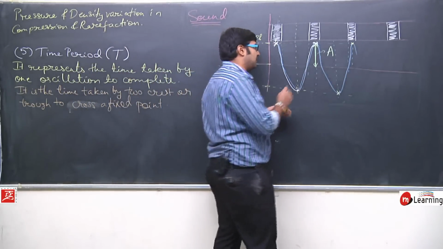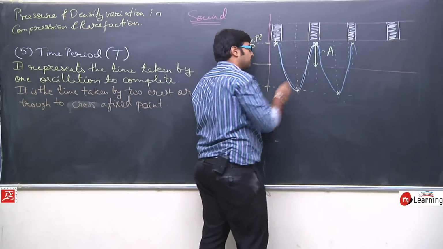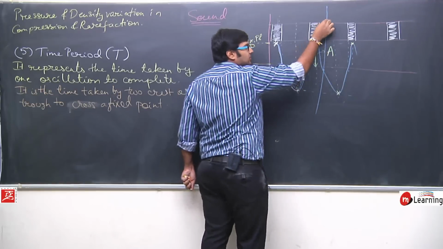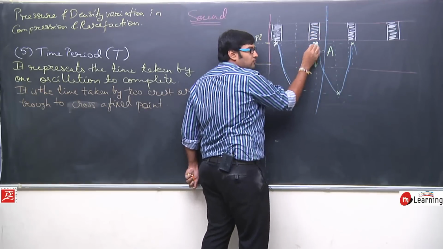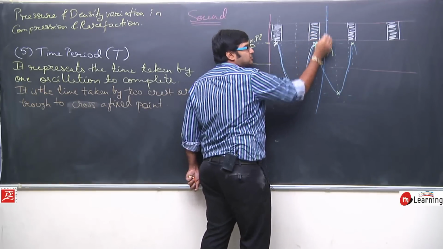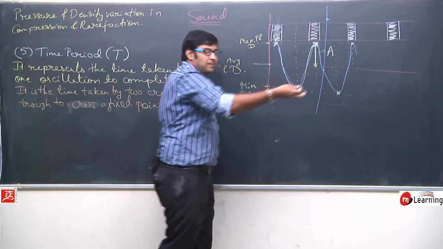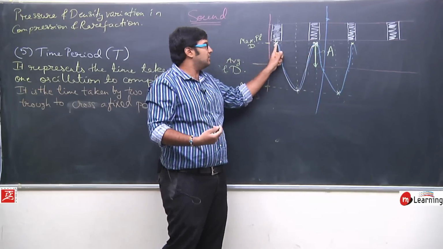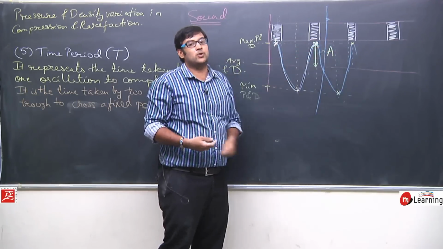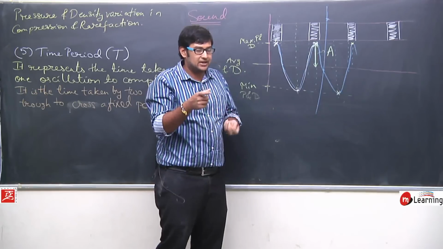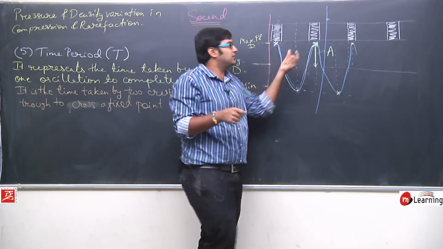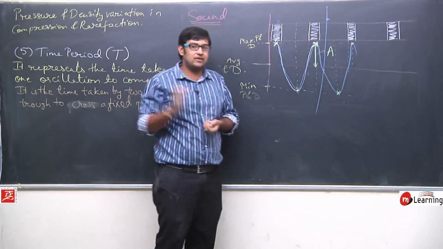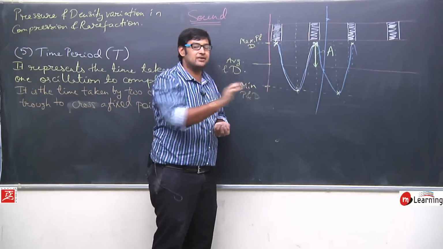See, for example, I take this point, let's say this point. So the first crest will pass this point, and after the passing of this first crest, after how much time will the second crest pass this point? The time elapsed between these two crossings will represent the time period. The wave is moving in this manner.